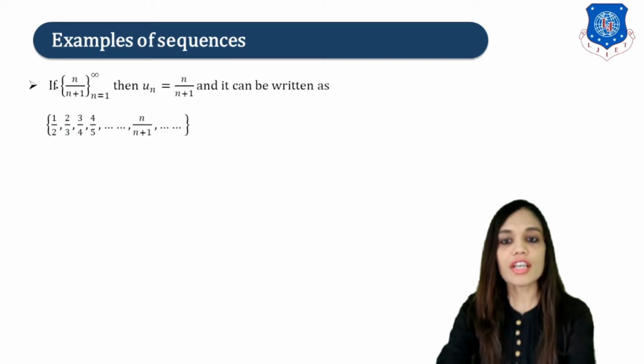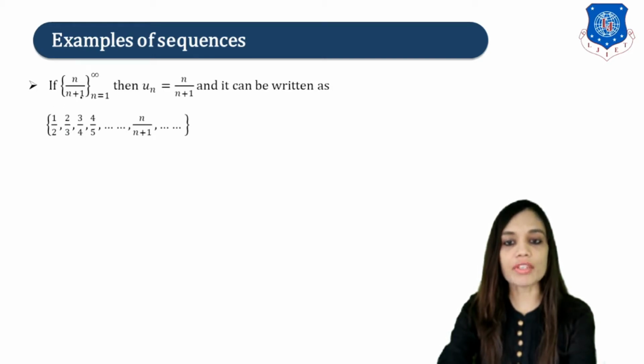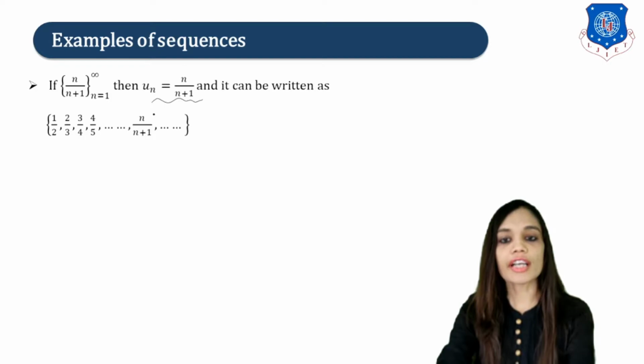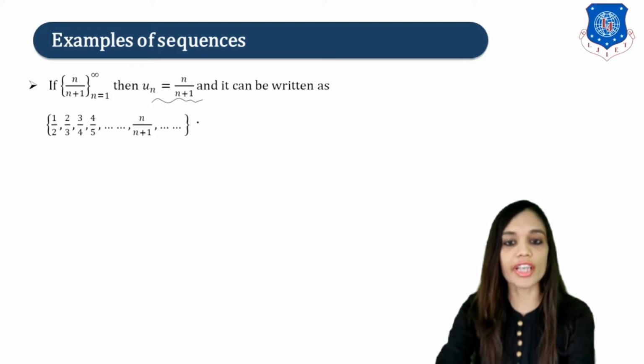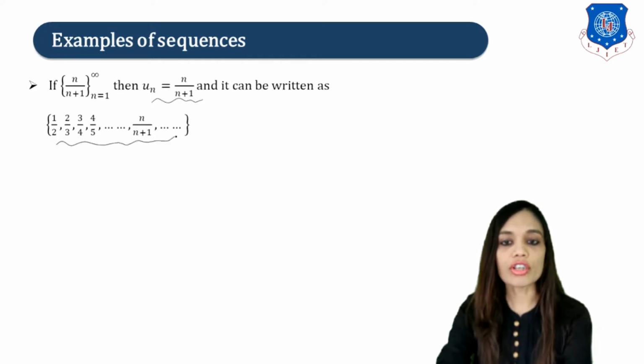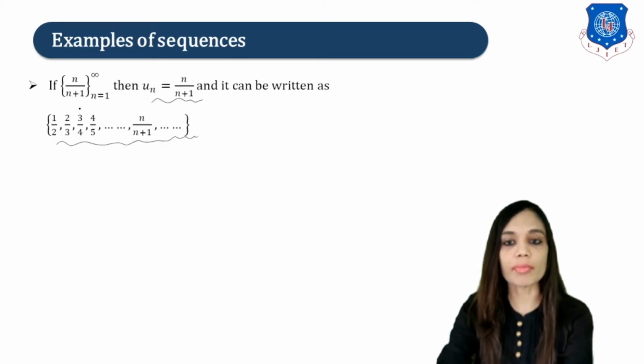The first is, if sequence n upon n plus 1, n is equal to 1 to infinity is given, then our nth term Un is equal to n upon n plus 1. If you put n is equal to 1, then you will get U1 as 1 upon 2. If you put n is equal to 2, then you will get U2 as 2 upon 3 and so on. The nth term is n upon n plus 1, and this is an infinite sequence.